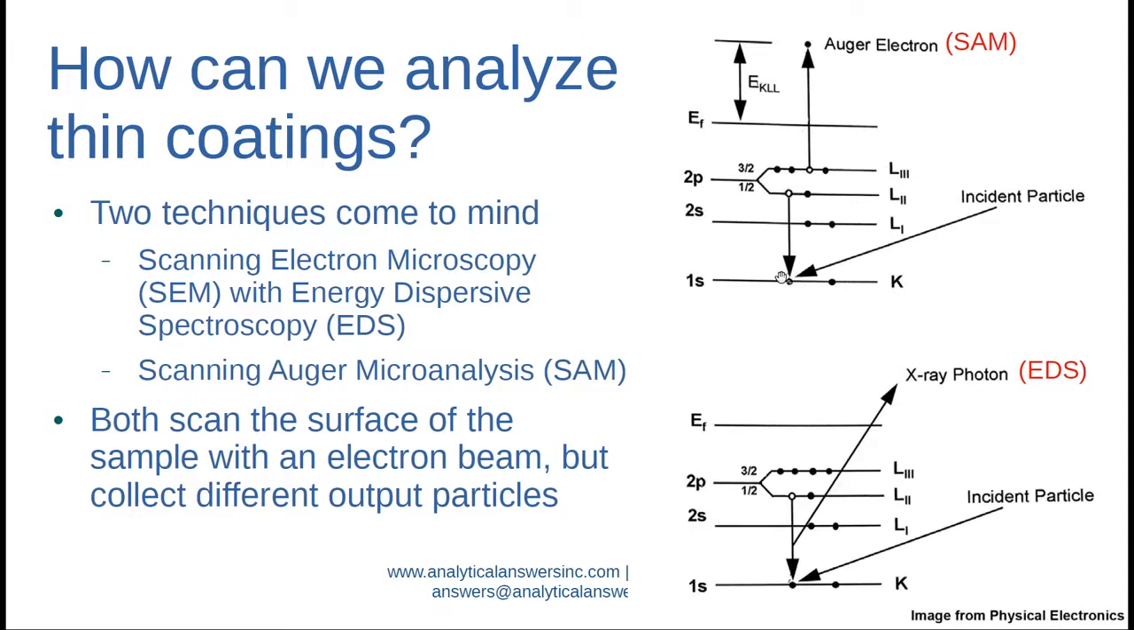Now, the same type of excitation and transition down occurs in the Auger process, but instead of giving up an X-ray, that energy is transferred to another electron, which is then ejected from the atom with a certain amount of kinetic energy. And by measuring the kinetic energy of that Auger electron, that's when we're doing scanning Auger microanalysis. And so they analyze very different particles, and that gives them very different capabilities in terms of depth of analysis.